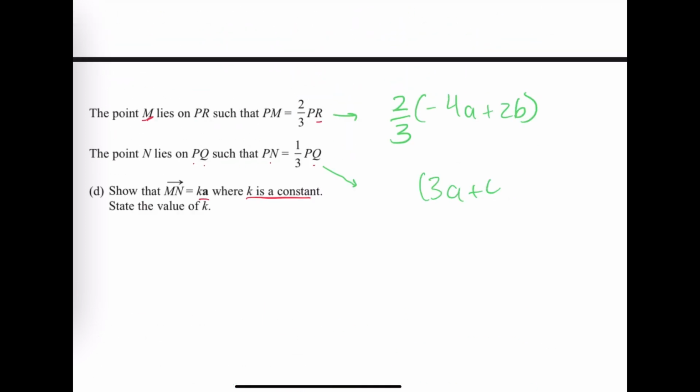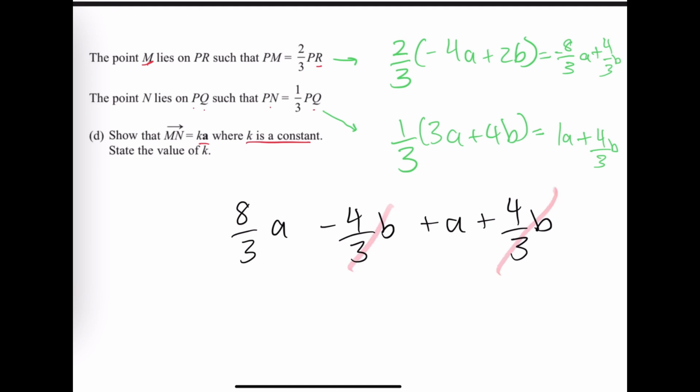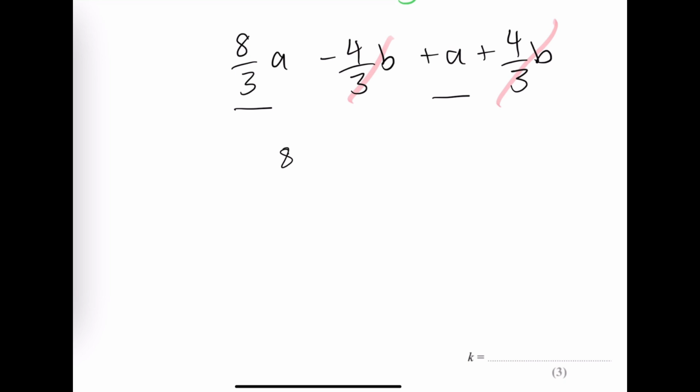So 3A plus 4B. We know that it's 1 over 3. We know that this is minus 8 over 3 A plus 4 over 3 B. And this over here would be 1A plus 4 over 3 B. We know overall it will be 8 over 3 A minus 4 over 3 B plus A plus 4 over 3 B. We can see that these two over here cancel. So now all we have left is A. So if we do 8 over 3 plus 1, we get 11 over 3, which is the answer, since that's the K.